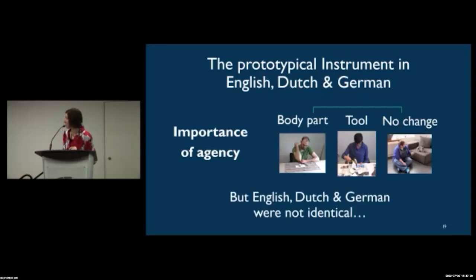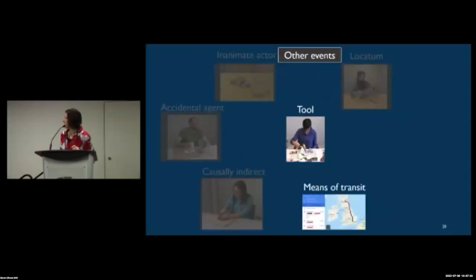Okay, but English, Dutch, and German were not identical. So here I'm going to pull out this additional scene, means of transit events. Here people saw an event of someone planning a trip on Google Maps, taking the train from London to Edinburgh, and they were told, describe this as if you took this trip yourself. So I'm going to pull out tool, means of transit, and average the other ones.